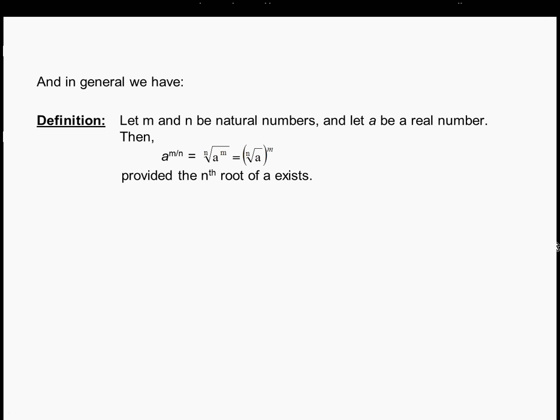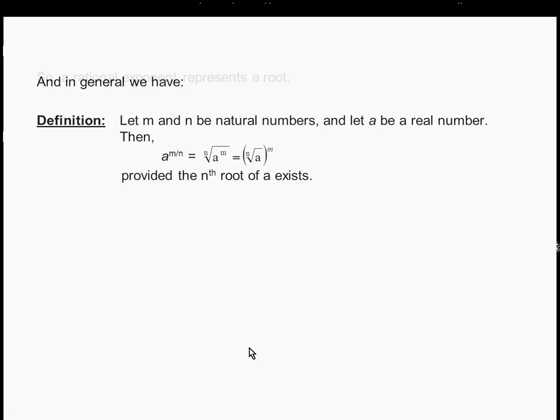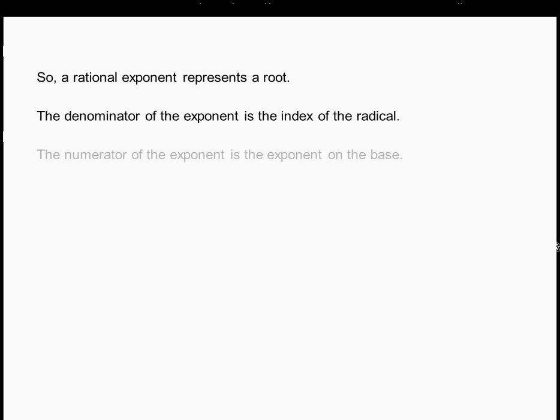And in general, we have this. Let m and n be natural numbers, and let a be a real number. Then a to the m over n is the nth root of a to the m, which is the same thing as the nth root of a, to the m, provided the nth root of a exists. So notice, the denominator is the index of the radical. The numerator is the exponent that goes under the radical or outside. So a rational exponent represents a root. Okay, that's what this definition is telling us, that a rational number as a fraction is a root. The denominator of the exponent is the index of the radical. The numerator of the exponent is the exponent on the base. The usual thing that goes wrong is you get those switched.